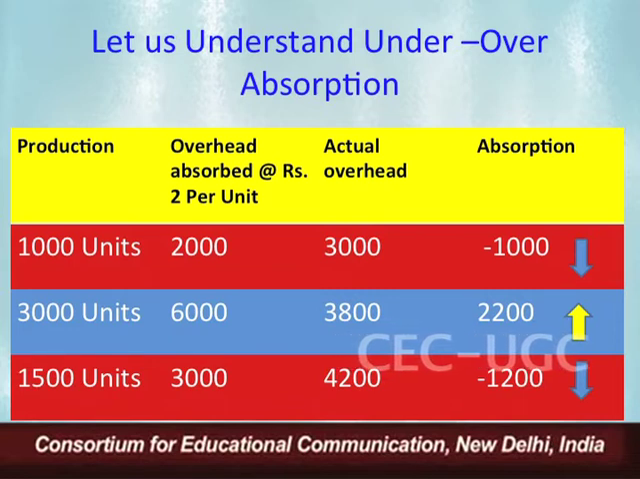Now under absorption is indicated by a downside arrow, whereas over absorption is indicated by an upside arrow. So I hope you have understood what is under and over absorption. According to the direction of absorption, that is under or over, we are either going to inflate or deflate the cost of the product as per the case. But my point is that we have to first understand what is absorption. Since the rate is already predetermined, we don't have any idea about the actual amount of overhead in hand beforehand.